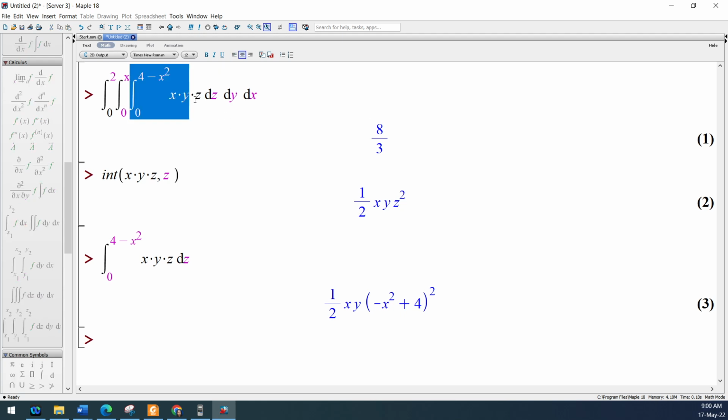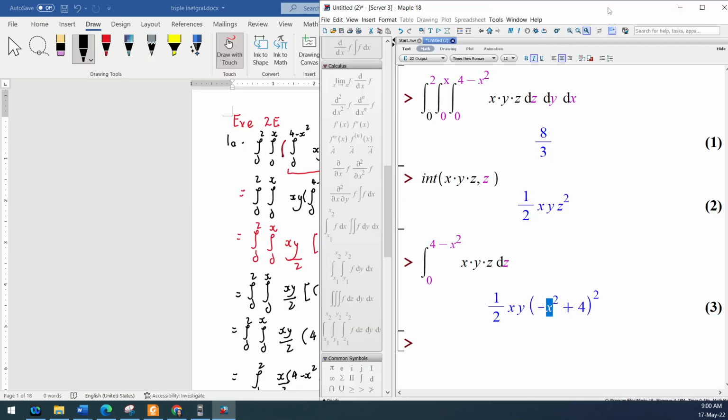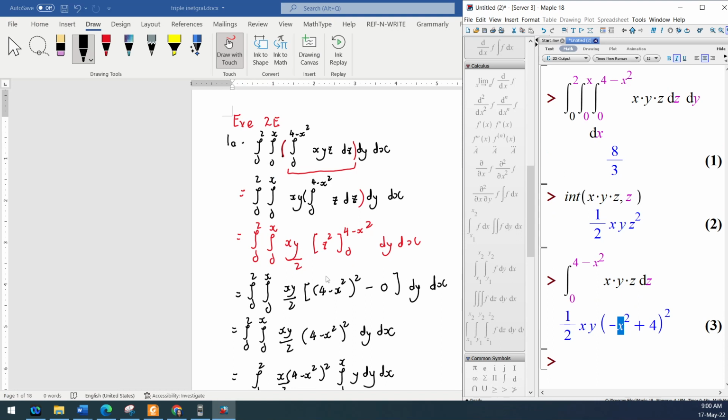So first of all, when you integrate without putting the limit, where x and y are constant, you factor out xy, so integrating z is z squared over 2. So this is the answer without putting the limit. After putting the limit, this is the answer. So you can check with here. Integrate z, so you get xy z squared over 2. After putting the limit, your answer is here.